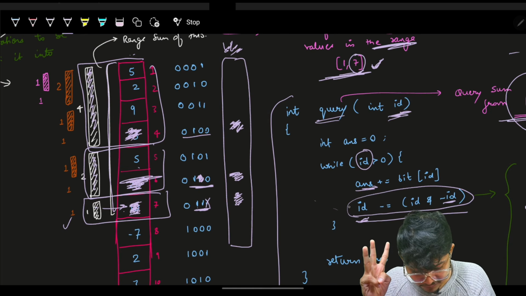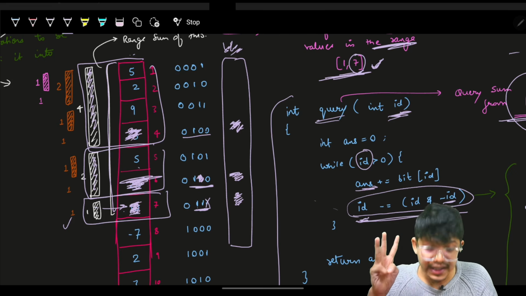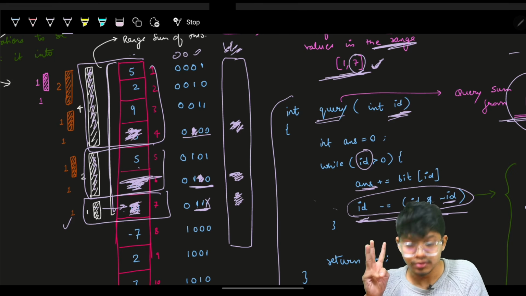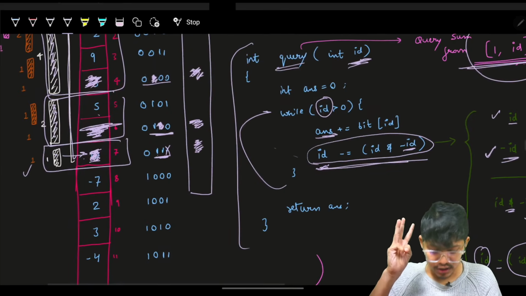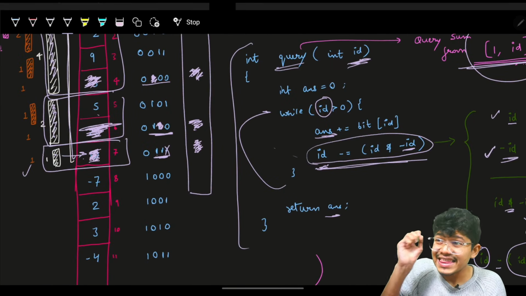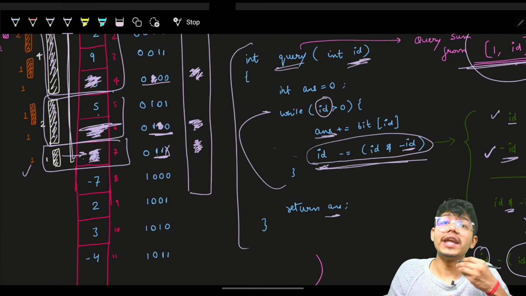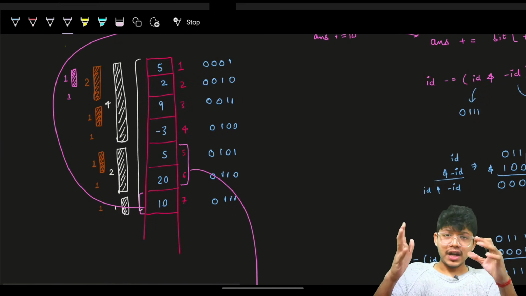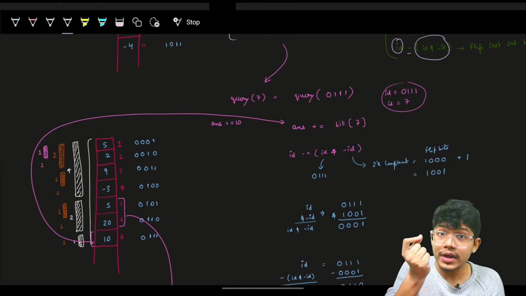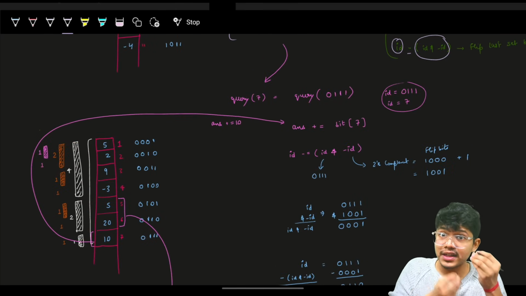Now, when this is done, you have added the value. ID, remove the last set bit. The last set bit is removed. It becomes 000, which means break out. So you have added these 3 values in your answer, and that's how you actually perform your query operation. Now, when you have understood this, let's quickly go and understand, deep by deep, how in the binary form, dry run this specific example itself.